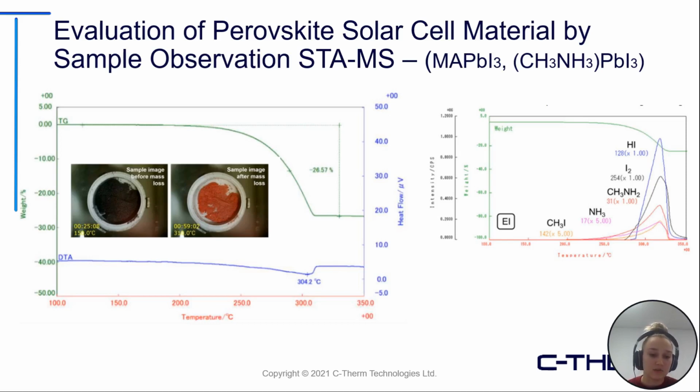So as you can see with the sample observation, the image on the left is before the mass loss. You can see it's black initially, but after the mass loss, we can look at the image and it is now red. So the gas evolved during the mass loss was determined to be hydrogen iodide, iodine, and methylamine. So another nice additional application, a bit outside of today's scope, but STA can be used coupled with evolved gas analysis.